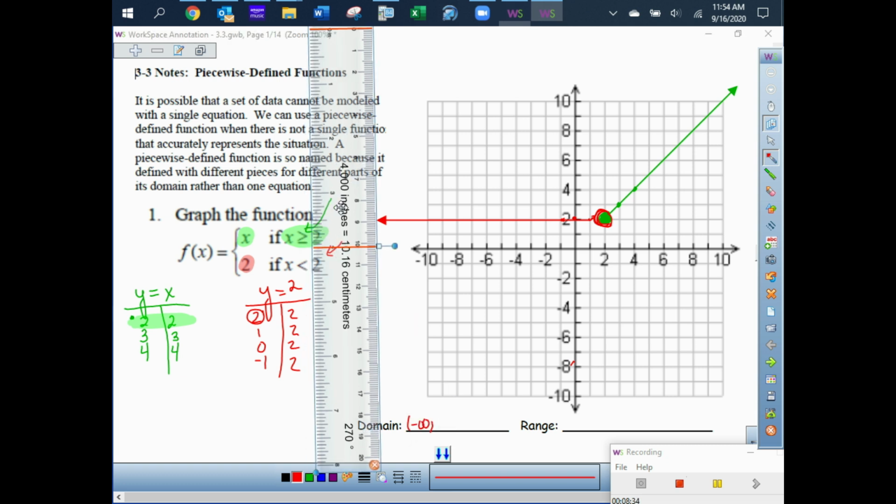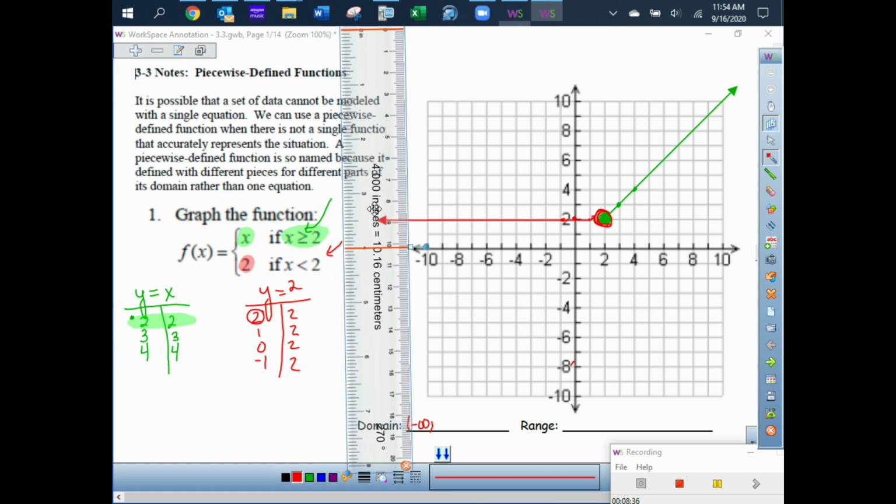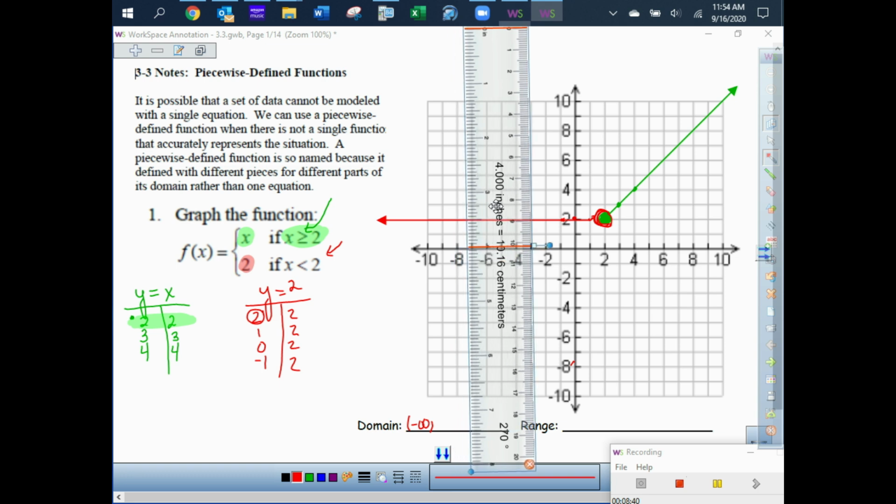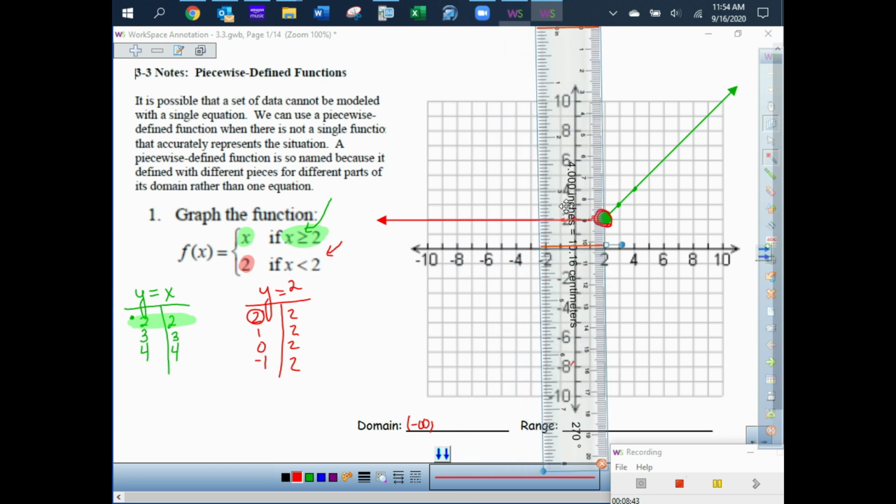And as I move to the right, as I keep on moving, I'm still touching part of the graph. I don't care if it's red or green. I'm still touching, still touching. Then I get to this weird critical area of 2. Is it touching a part of the graph? I don't care if it's green or red. Is it touching it? Yes.